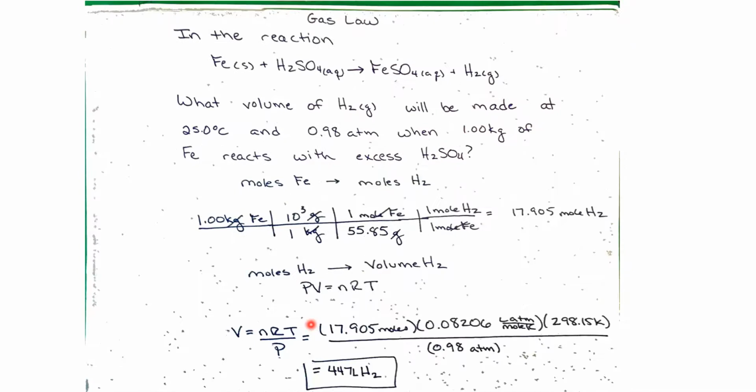So when I do that, the volume is nRT over P, just solving this for that. So my number of moles times R times T divided by P will give me a volume. When I do that, I come out to 447 liters of H2. So given this information, we can figure out how much gas of something we should end up making.